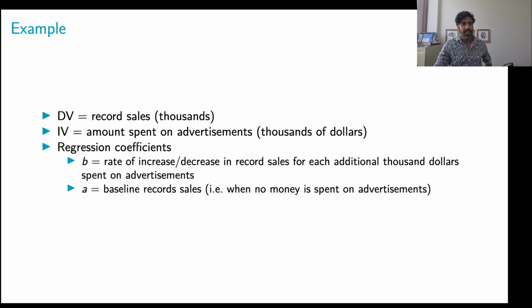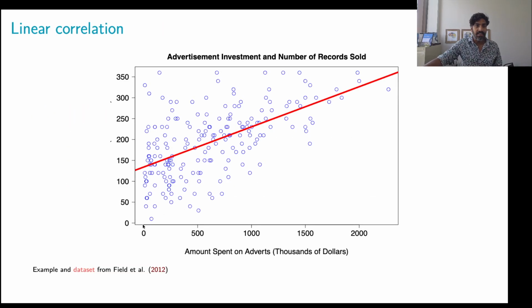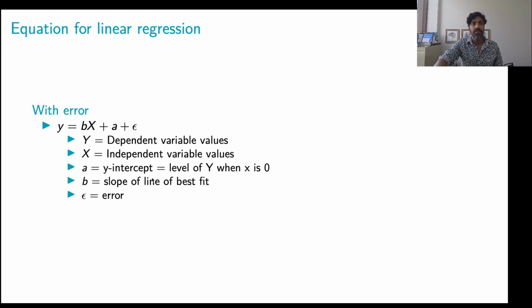So in this example, the dependent variable was the record sales in thousands of dollars or thousands of sales, and the independent variable was the amount spent on advertisements, so in thousands of dollars. And the regression coefficients, you have the beta, which is the rate of increase or decrease in record sales for each additional $1,000 spent on advertisements. And then you have A, which is the baseline record sales. So remember, this is when no money is spent on advertisements. So that's also thought of as 0. So when no money is spent on advertisements, where does the slope intersect with the y-axis there?